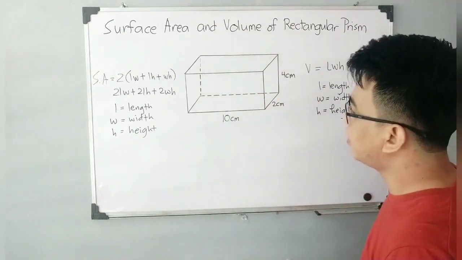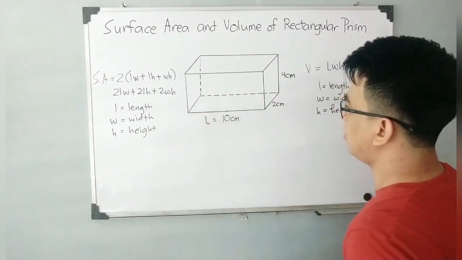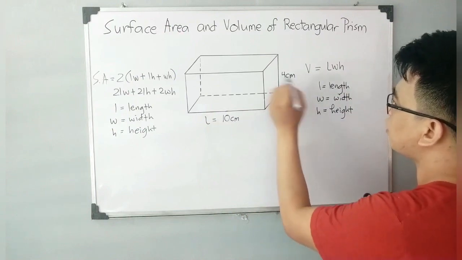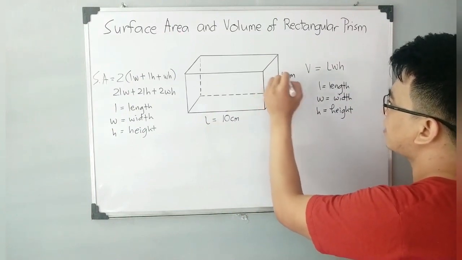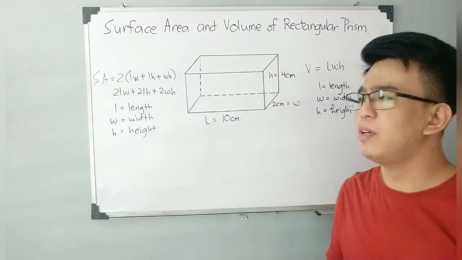In this figure, yung ating length, we can designate this one as your length. This is your L. Itong 2 centimeters natin, this is your W or width. Tapos yung 4 centimeters natin is your height. Okay? Ito yung height natin. Ngayon, hindi na siya ganun kahirap.